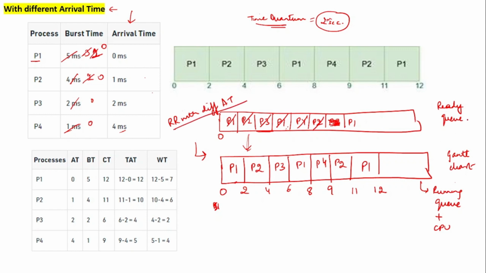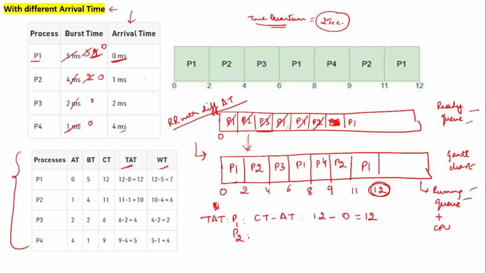Okay, in this way we maintain a ready queue and a running queue when we have round robin with different arrival times. You can see the table here which calculates the turnaround time and the waiting time of different processes. So you see here how you calculate the turnaround time of P1. Again, the same formula which we have been using: the completion time minus the arrival time. Completion time for P1 is 12 milliseconds because P1 got completed at 12 milliseconds, minus its arrival time. P1 arrived at 0 milliseconds, so minus 0 would be 12.